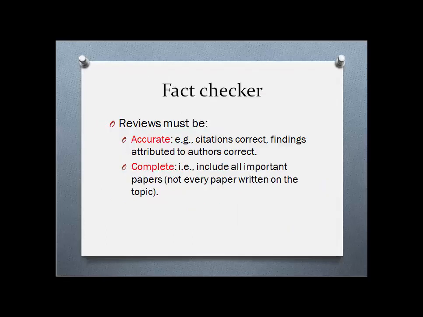So reviews must be accurate. So you want to be the fact checker. You know, in the political campaign now, we have fact checkers everywhere, and that's what you want to do for your own research proposal. So make sure your citations are correct and the findings attributed to authors correct. And it must be complete, so all the important papers should be included, but not every paper written on the topic. So you want to be a little bit selective of which papers you will include in your literature review and which you will leave out.